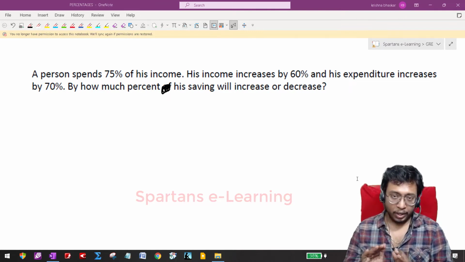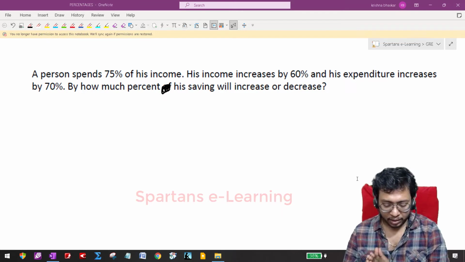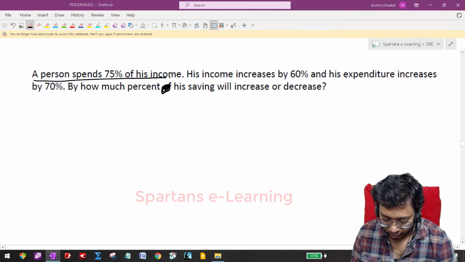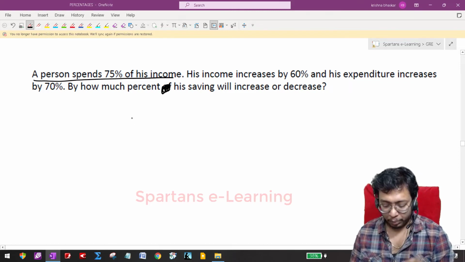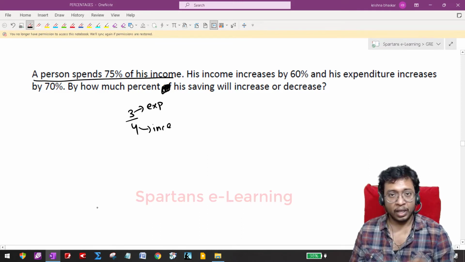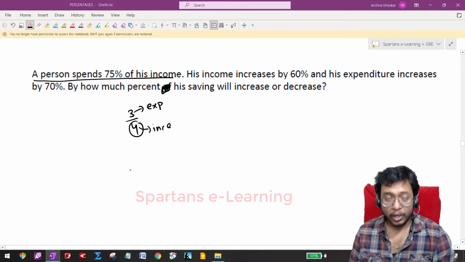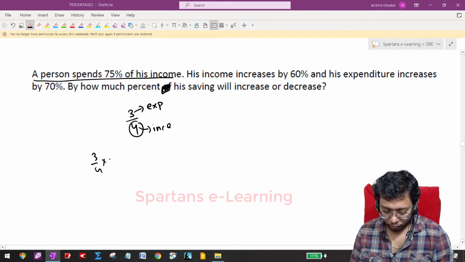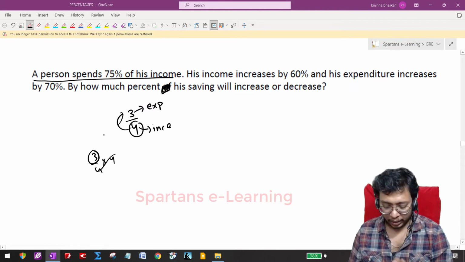Now the way I solve this question is, a person spends 75% of his income. This is a constant information given in the question. 75% means 3 by 4. So if I take 4 as my income, 3 will be my expenditure, correct? Because if I take 4 as my income, what will be 75% of 4? 75% of 4 means 3 by 4 into 4, which is 3. That's what I'm saying here. Anyway, I'll tell that concept again.